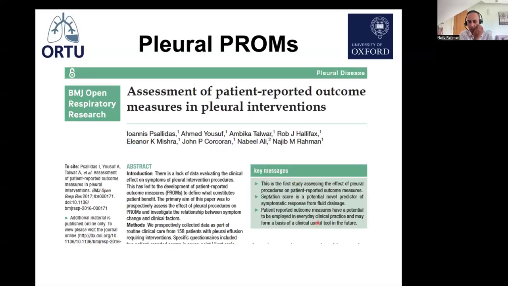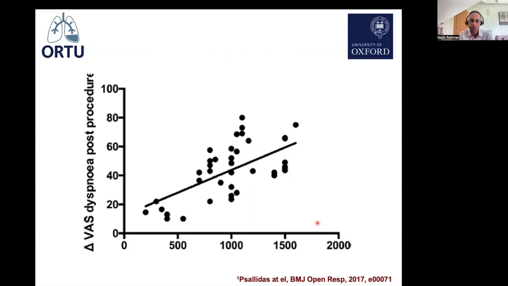So this was a study that was done here in Oxford. This was the first attempt to quantify breathlessness and symptoms pre and post pleural interventions. So I'll just show you this graph. This was the change in breathlessness over 100 millimeters. So 0 is no breathlessness at all, 100 is the most breathless patients have ever been. And this is how much we change breathlessness by doing a therapeutic thoracentesis.